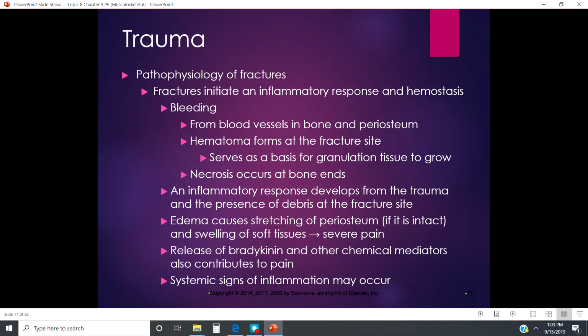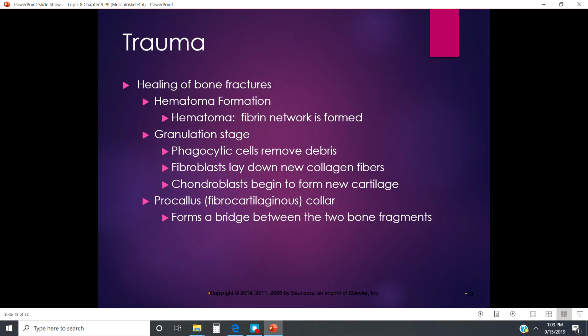We do have a release of chemicals at the site of inflammation. Bradykinin is one that we know from the pain lesson. There's other chemical mediators that also contribute to the pain. And some patients may even get a systemic inflammatory response. They may have systemic signs, maybe fever or something like that. Okay, so these are the things that are happening from a pathophysiological perspective.